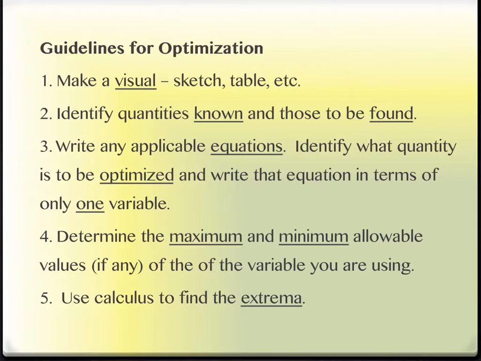The maximum and minimum allowable values have to do with the constraints of the equation. For example, if you were trying to fence something in, you only have so much fence. You do not have infinite fencing to work with, right? If you're talking about profit, you have a minimum profit, or a minimum cost, I should say it that way, a minimum cost or a maximum cost. There's minimums and maximums depending on the constraints that you're working with that you have to identify for that step. Step 5, using calculus, is where we find derivatives, set them equal to 0, and solve.